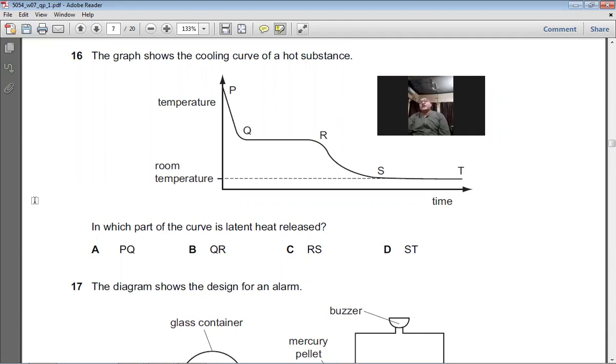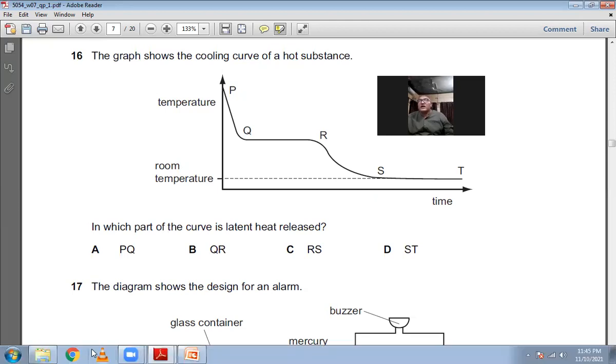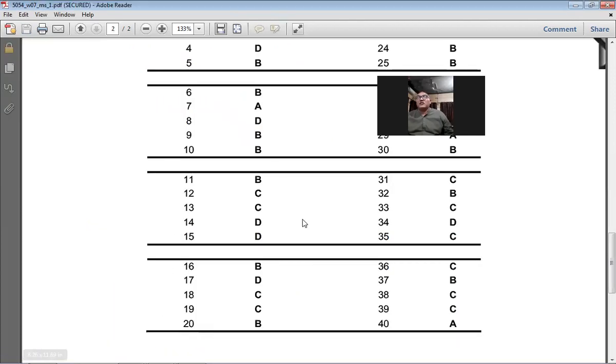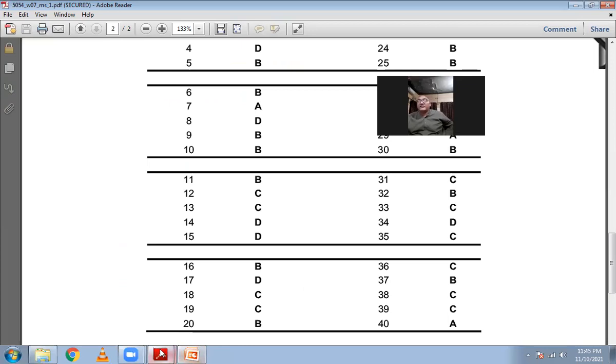The graph shows the cooling curve of a hot substance. So here we have the room temperature. When the cooling graph becomes flat, it means that the state is changing. In which part of the curve is the latent heat released? The latent heat is released when the material is changing state. So from Q to R, we will have the latent heat. Question 16, B is the choice. Yeah, our answer is right.